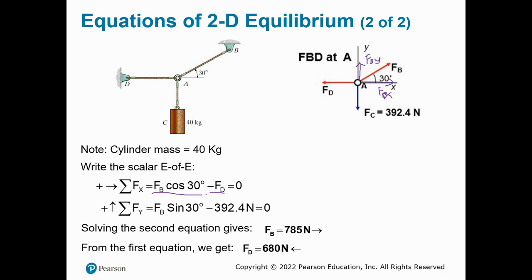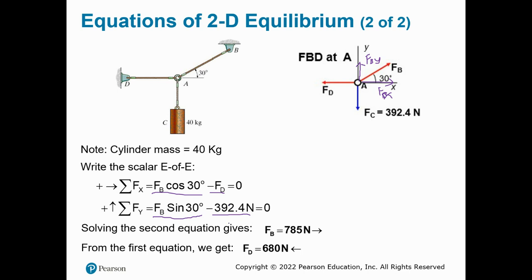Okay, again, FBX will be FB cosine 30 because 30 degrees is given. It's positive because it's going to the right. And then your FD is negative because we're going to the left. And then your Fy component, you have your FB sine 30. FB sine 30 is the Y component coming from the B. And then also in the vertical direction, you have that 392 Newton coming down, which comes from the weight of the cylinder.